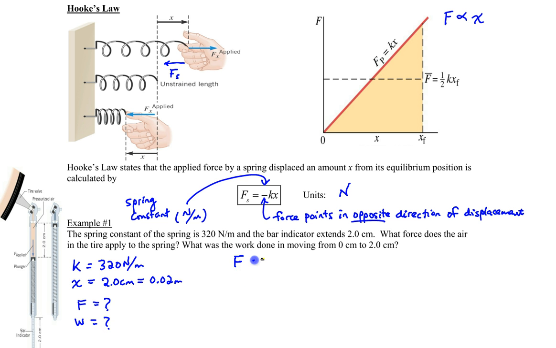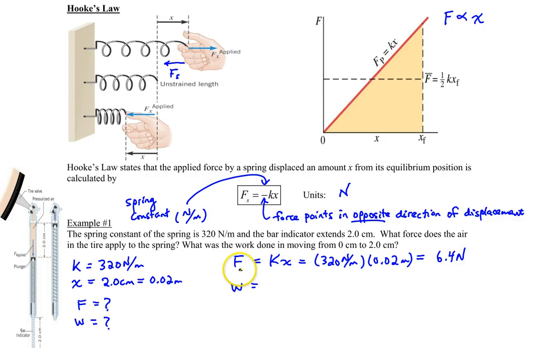To find the force, we're going to use Hooke's law, so F equals kx. You'll notice now I'm not putting the negative in here because I'm just finding the magnitude. The negative is only really there to remind us that it's going to be in the opposite direction that you pull. So it shows what direction it is. So it's a spring constant of 320 newtons per meter multiplied by 0.02 meters, and that will give you a force of 6.4 newtons.